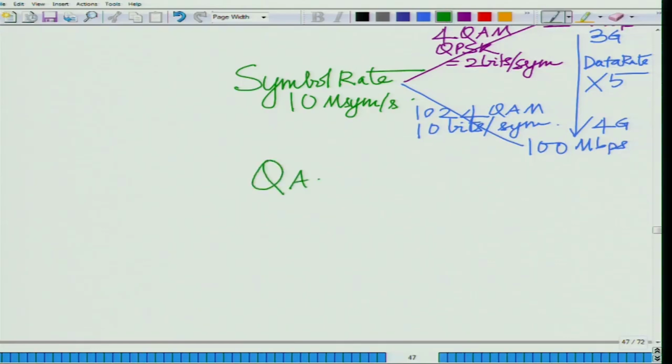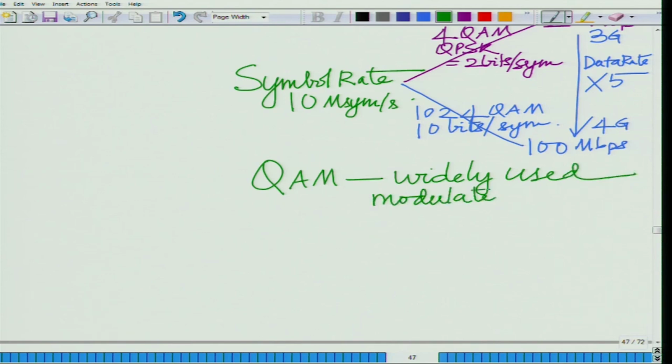So, let me just summarize that QAM is one of the simplest, most powerful, very flexible, and one of the most widely used modulation schemes.